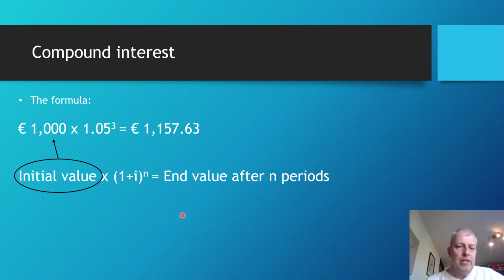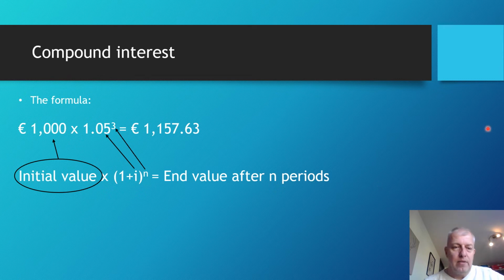The initial value is the amount that you begin with, 1,000 euros. Then 1 plus i, i being the interest rate, 5%. 5% literally means per 100. And if you're not sure how to calculate it, you just say 5 divided by 100, because the interest rate is 5%, so 5 divided by 100 plus 1. Yes, so 5 divided by 100 plus 1 is 1 plus i.